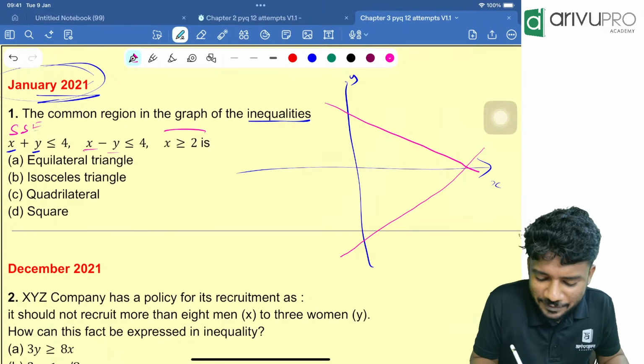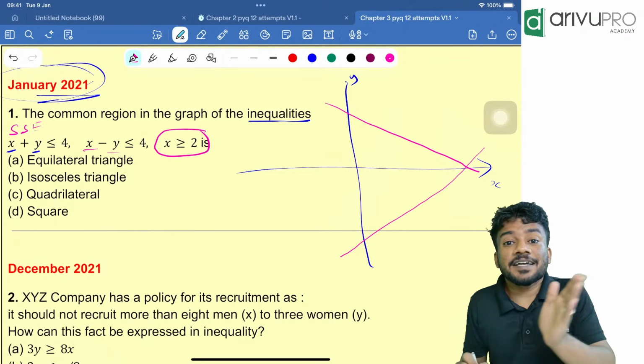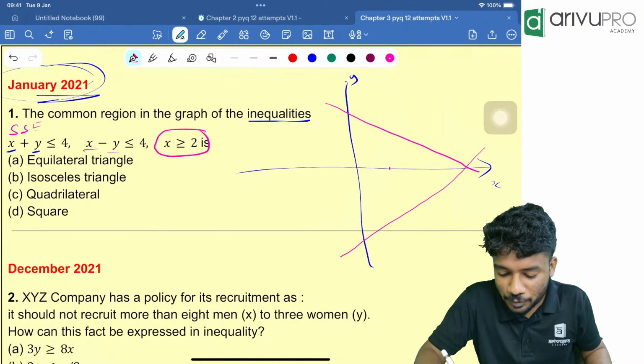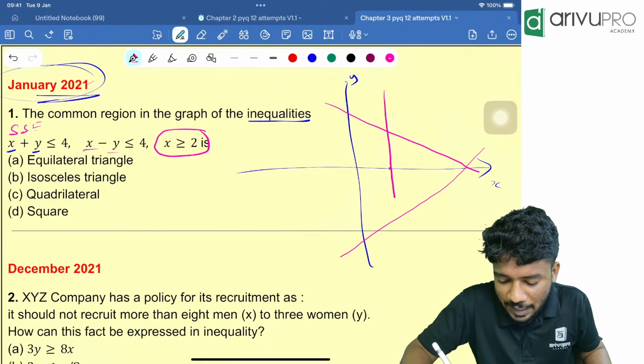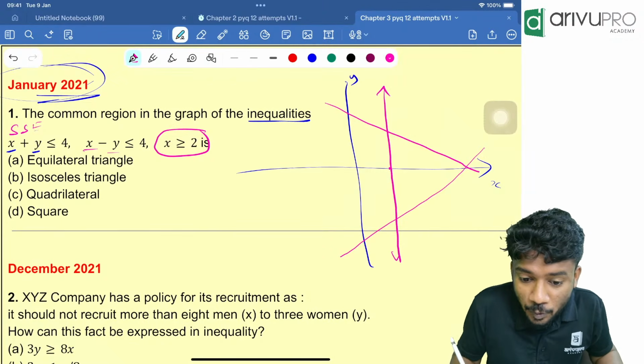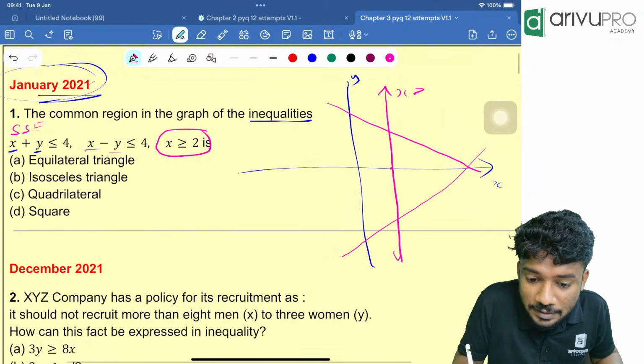Then one more thing is given: x is greater than or equal to 2. That means the possible value of x is always greater than or equal to 2. That means there will be a line parallel to the y-axis, and that line is called what? x is greater than or equal to 2.